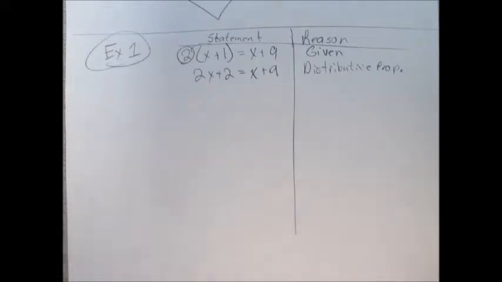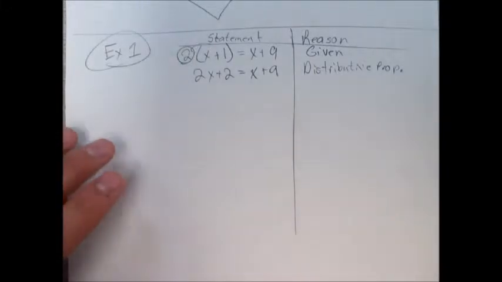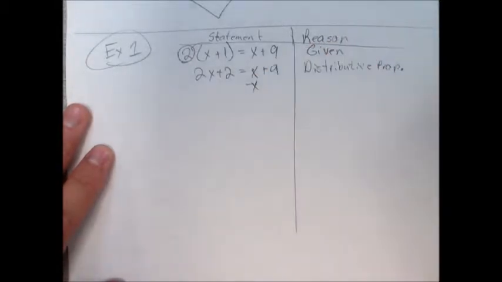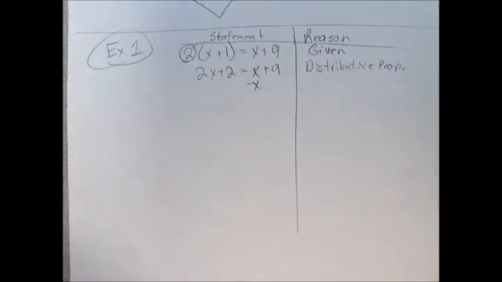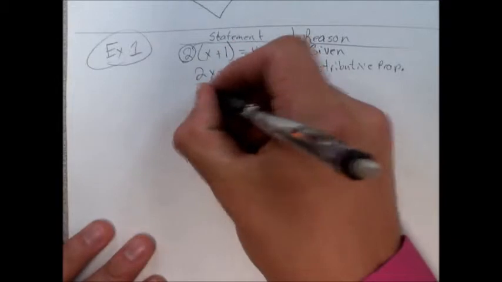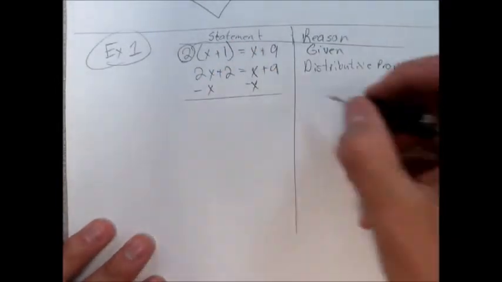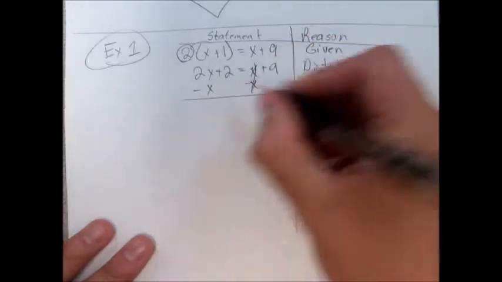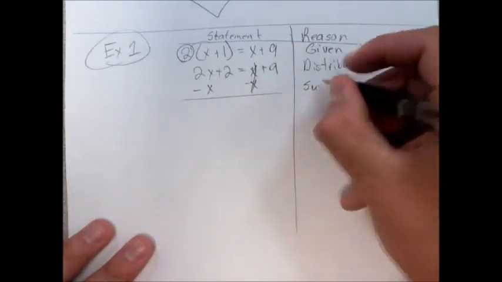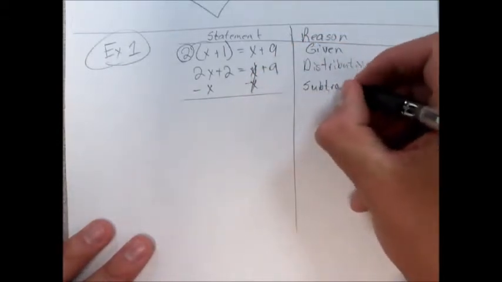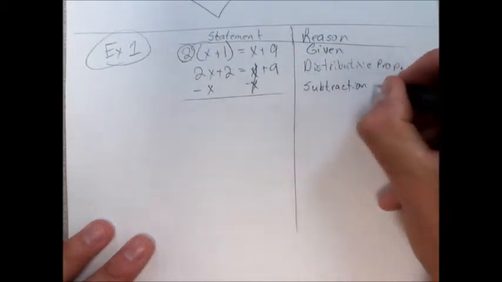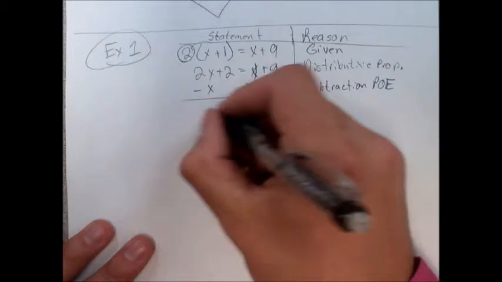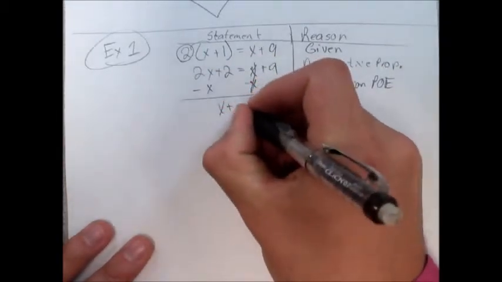What do I need to do? I need to move the x, right? I need to move all my variables to one side and all my numbers to the other. So I'm going to move my x. So I subtracted x from both sides. What property allows me to do that? The subtraction property of equality, right? Okay, and then I just simplify it after that. So I'm left with just x plus 2 equals 9.